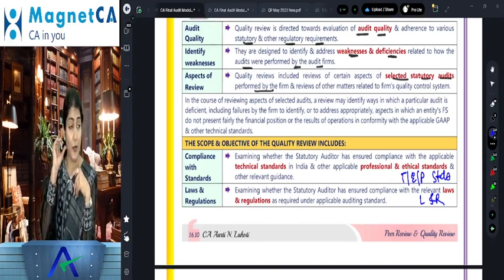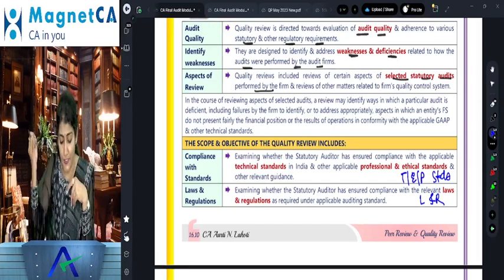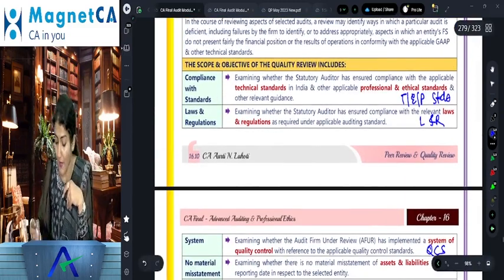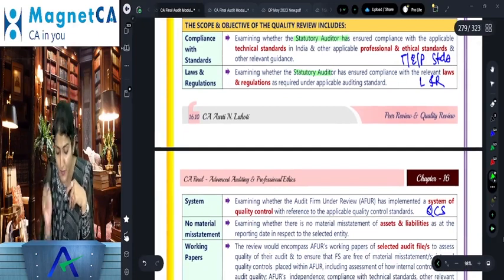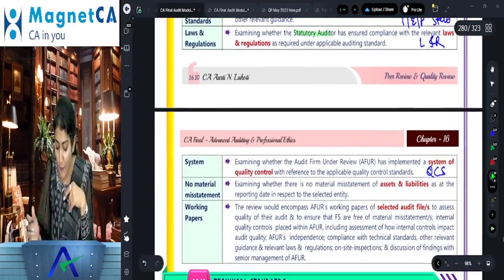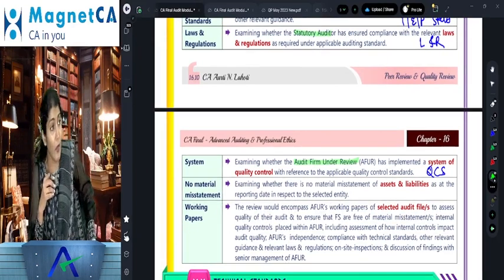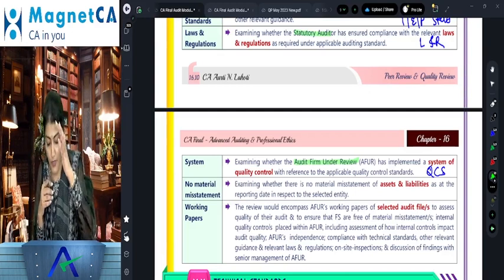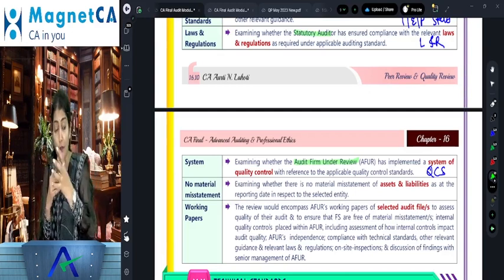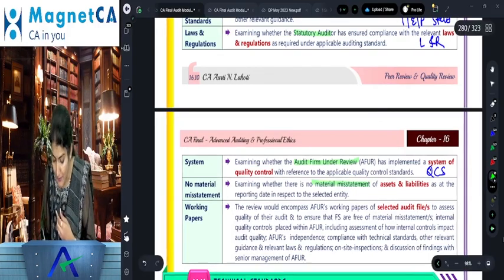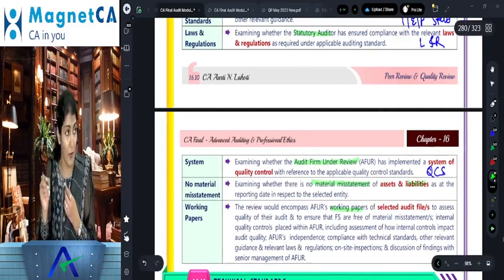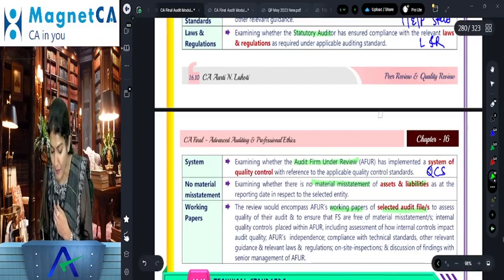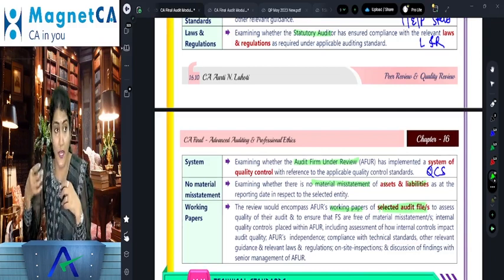Then for those audits, what are they going to check? Compliance with the technical, ethical, professional standards, compliance with the laws and regulations, and the compliance with the system of the quality control. Whether the statutory auditor has complied with the technical, ethical, professional standards, whether the statutory auditor has complied with the laws and regulations, and whether the AFUR, do you know AFUR? The audit firm under review, whether it has implemented a system of the quality control. And whatever financial statements you've done the stat audit of, there should be no material misstatement of the assets and liabilities. And how will you come to know that? You need to check the working papers, the AFUR, the audit firm under review, their working papers of the selected audit file. Right, so that's the scope and objective of the quality review.